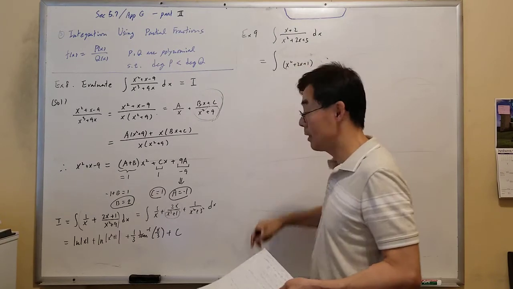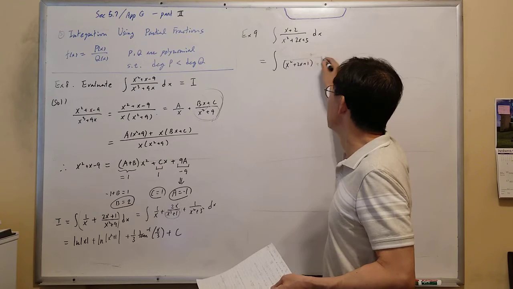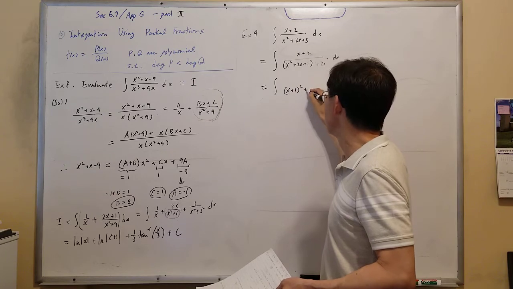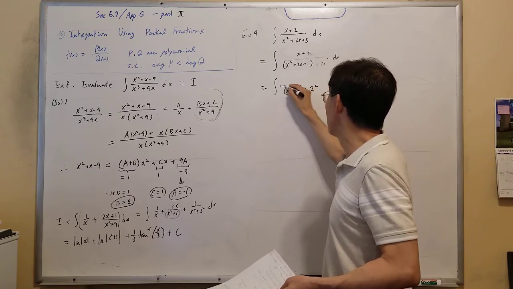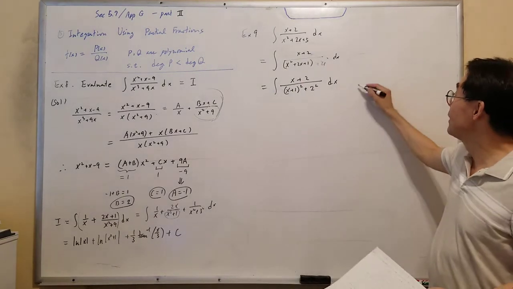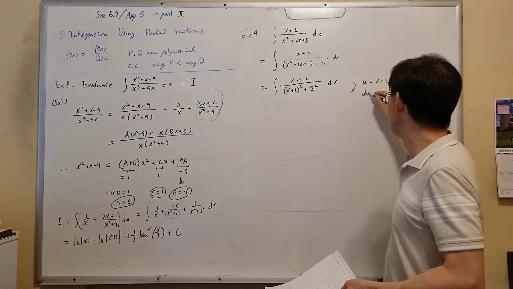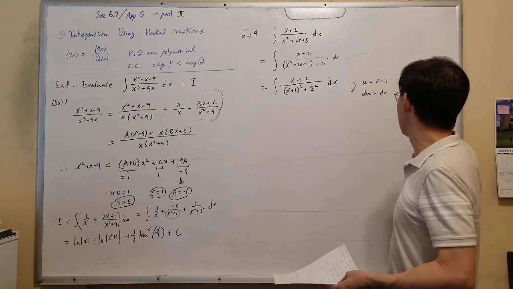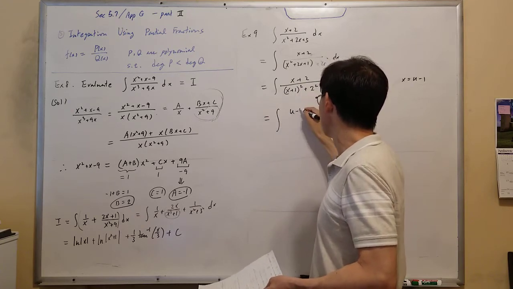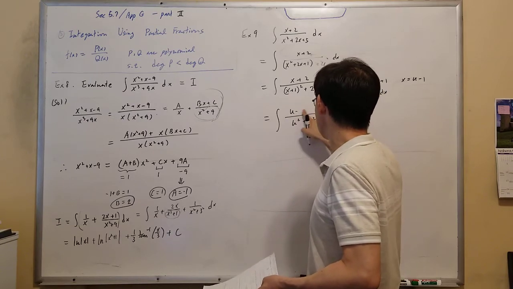You can do completion of square. You can do it different ways, but in the end you can have x plus 1 squared plus 4, 2 squared, over x plus 2 dx. And then we use u equals x plus 1. Then du equals dx, x equals u minus 1. U minus 1 plus 2, okay, over u squared plus 2 squared du. So it's plus 4.